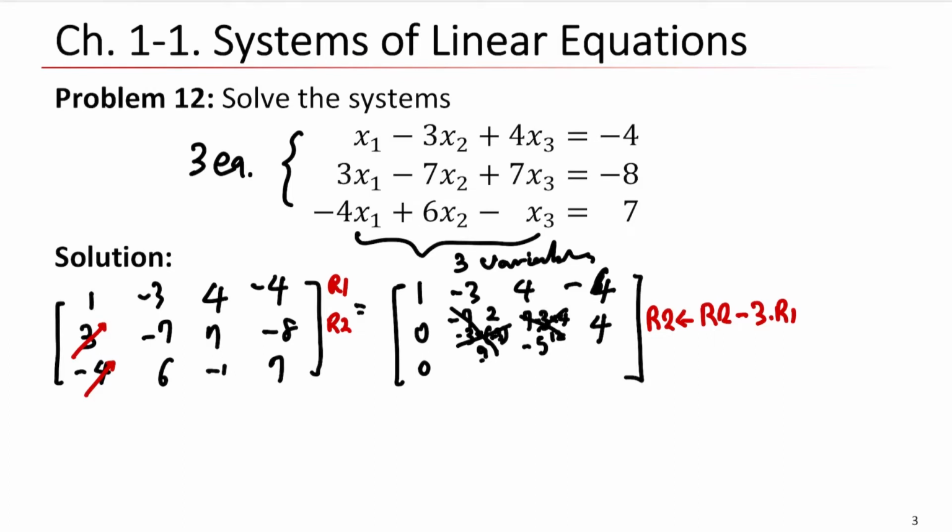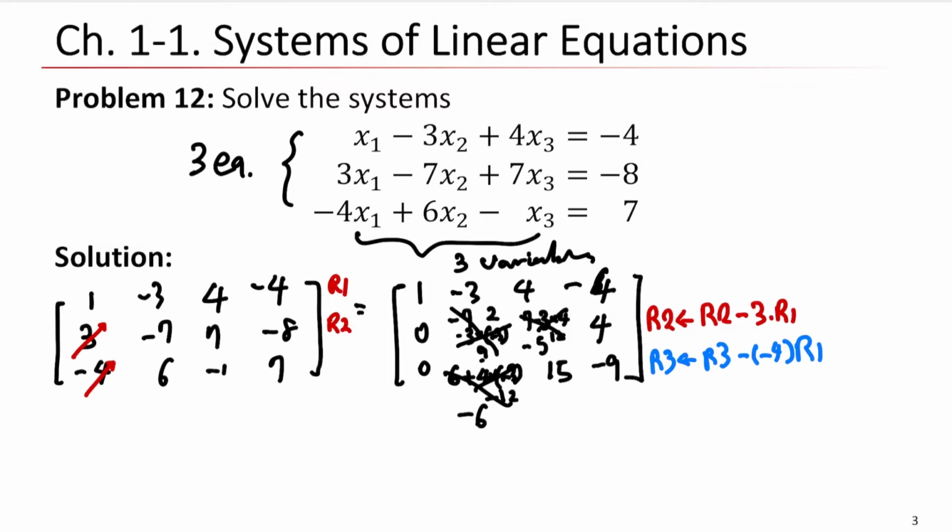Okay, let's use a different color. R3 will be R3 minus negative 4, or just plus 4 times row 1, right? Then here, 6 plus 4 times -3 is -12, so it's going to be -6. This term is 15 and this term is 19, right?